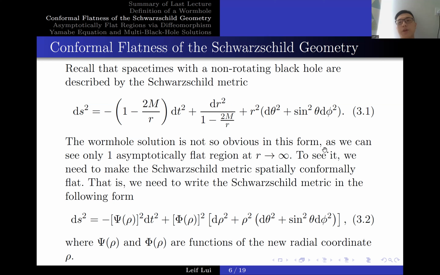Because relativity is observer relative. So to see it, we need to make the Schwarzschild metric spatially conformally flat. That is, we need to write the Schwarzschild metric in the following form, where capital psi and capital phi are functions of a new radial coordinate rho.